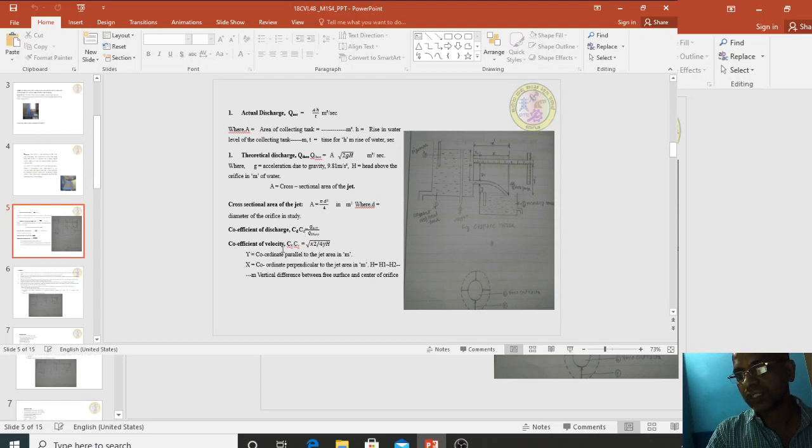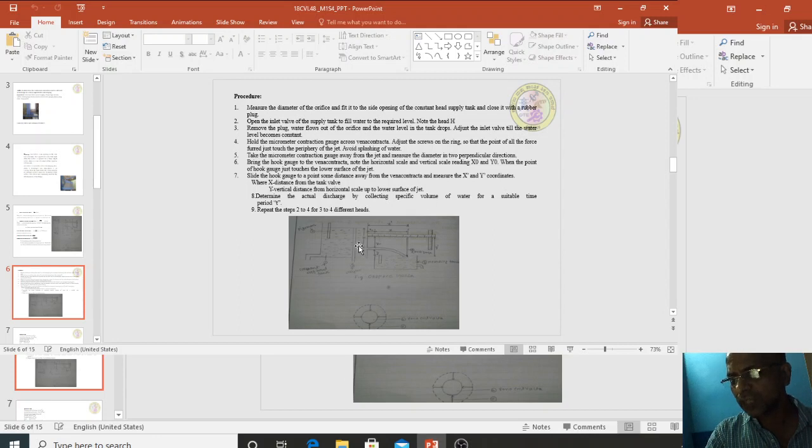Then the coefficient of velocity CV is equal to root of x square divided by 4yh, where H is H1 minus H2, that is the initial head and final head. X is x dash minus x naught, which will be x. Y is y dash minus y naught, which will be y.